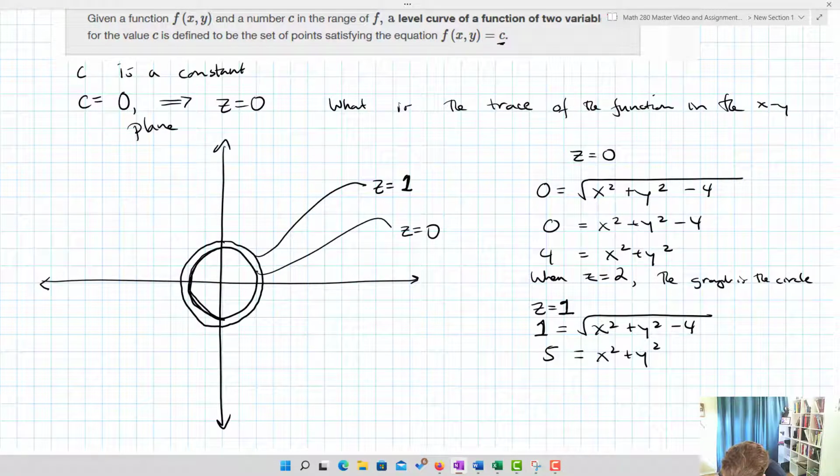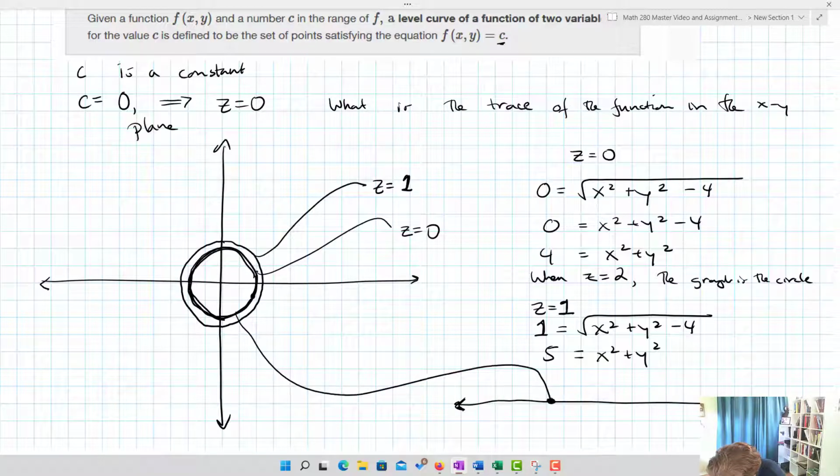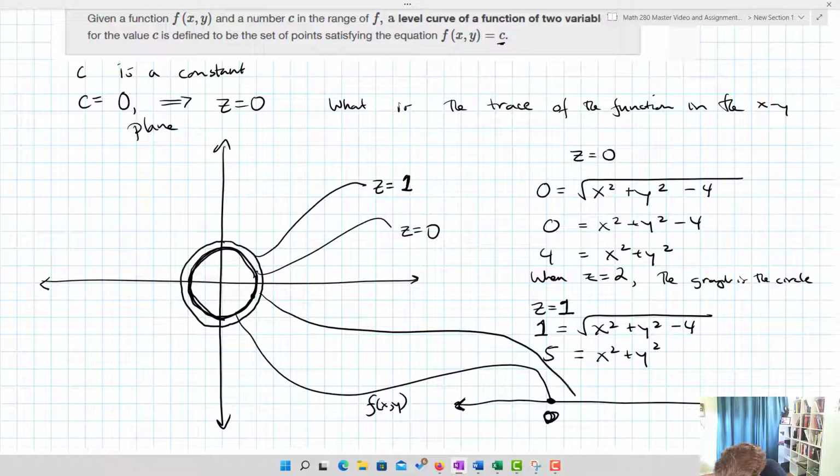What we're seeing here is, remember how we had that number line? That number line was like the z-axis. You want to imagine that this inner circle, x squared plus y squared equals 4, maps to z equals 0. There's the mapping of f of x, y. Then if I take z equals 1, what we're really thinking about is that this circle, x squared plus y squared equals 5, is in fact going to map to z equals 1.